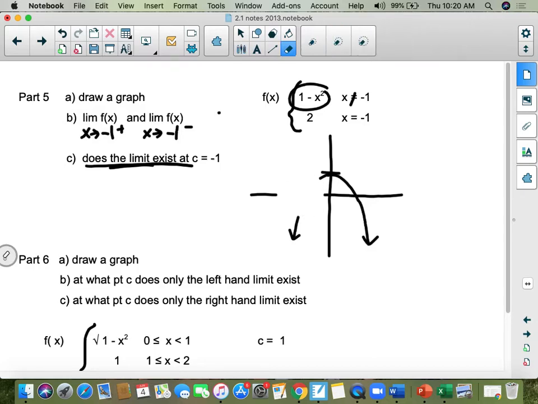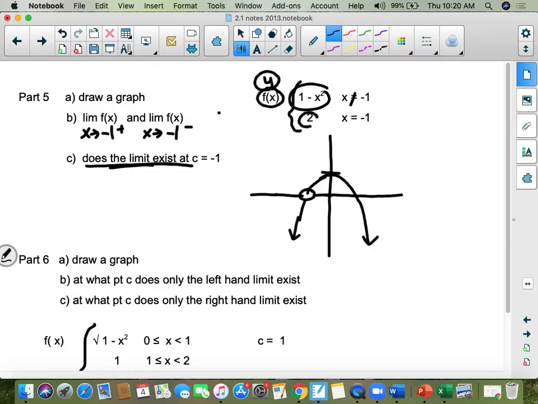So if x does not equal -1, at the -1 marker, I'm going to put an open circle right there because it does not equal -1. And y equals 2 when x equals -1. Well, here's -1. That means the y value equals 2. So there's a dot there instead. So that's what my graph looks like. And you have to be pretty good at drawing a graph.